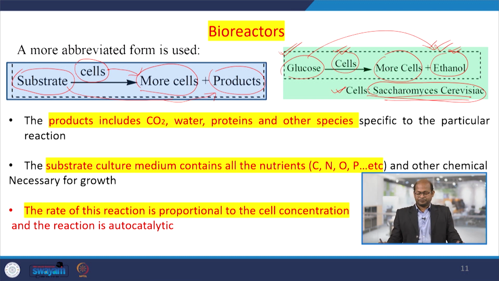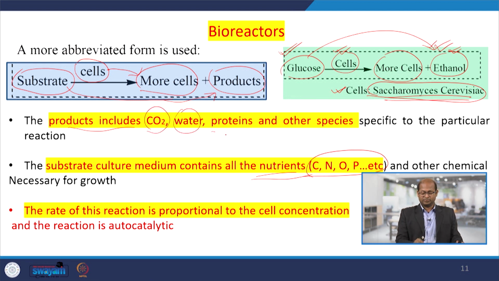So, not only ethanol, apart from ethanol there are some other bioreactions, and there are some valuable products formed that are very important. The substrate, as I have already discussed, is the nutrients required for the cell reactions, and the products could be CO2, water, proteins or other species, depending upon the particular reaction that we are conducting inside a bioreactor.